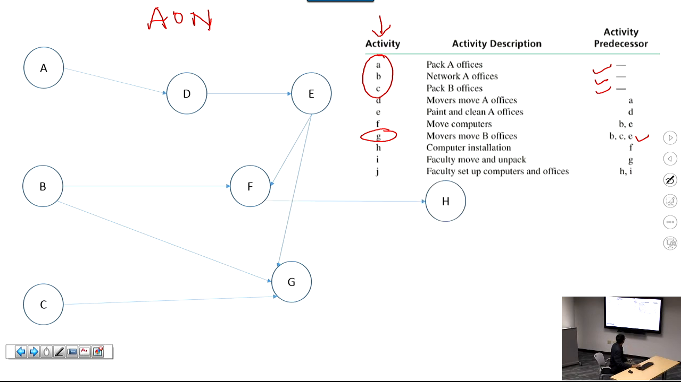So that's H. I comes after G, and J comes after H and I. So that's your project. This is the first thing: you'll have a question on the exam which will ask you to draw the network using activity on node. They will give you information as you see in the table, and you use that to draw the network. Now let's proceed to the next part.